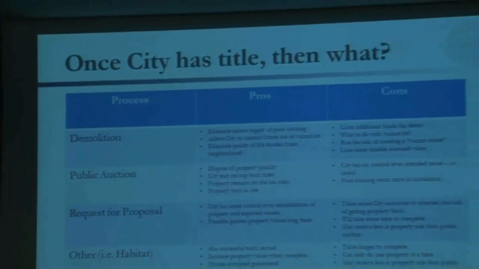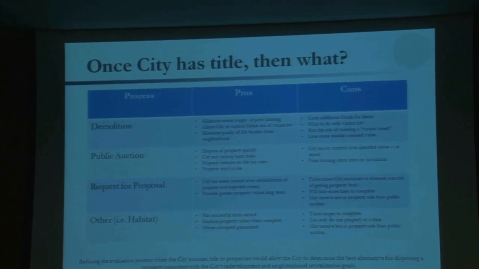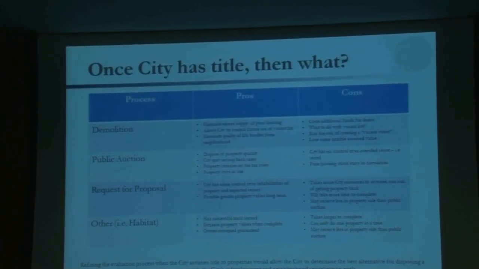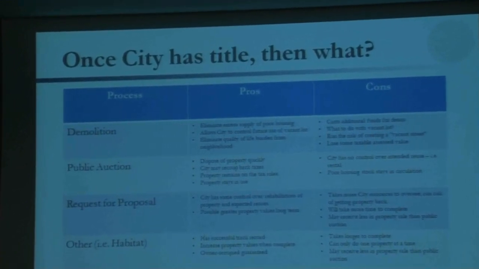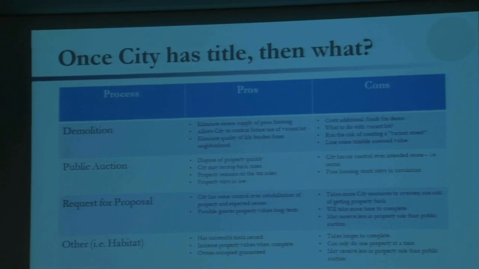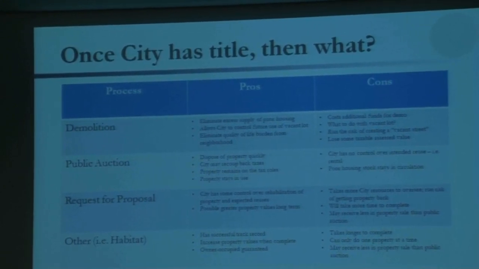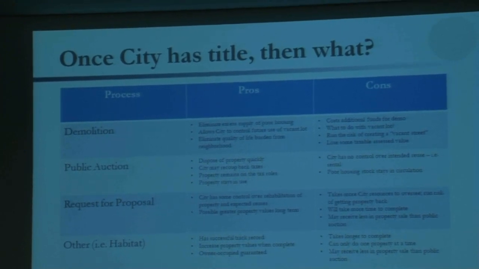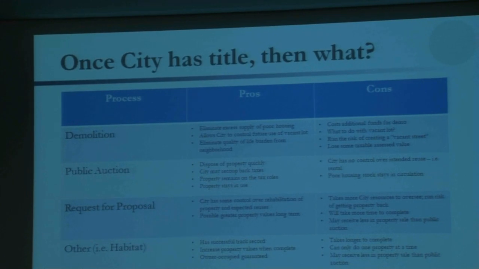So once the city has title, what do we do with these options? And I'm not going to go through each of the pros and cons, but demolition, for example, brings certain pros to it. It eliminates the supply, that whole supply and demand thing. It eliminates the burden. No longer do municipal resources have to go to that property. But it costs money to abate the property, which most of these properties have to be abated first because they probably have some level of contaminants in them, asbestos, et cetera. You have a vacant lot. What do you do with it then? So that's a pro and a con.